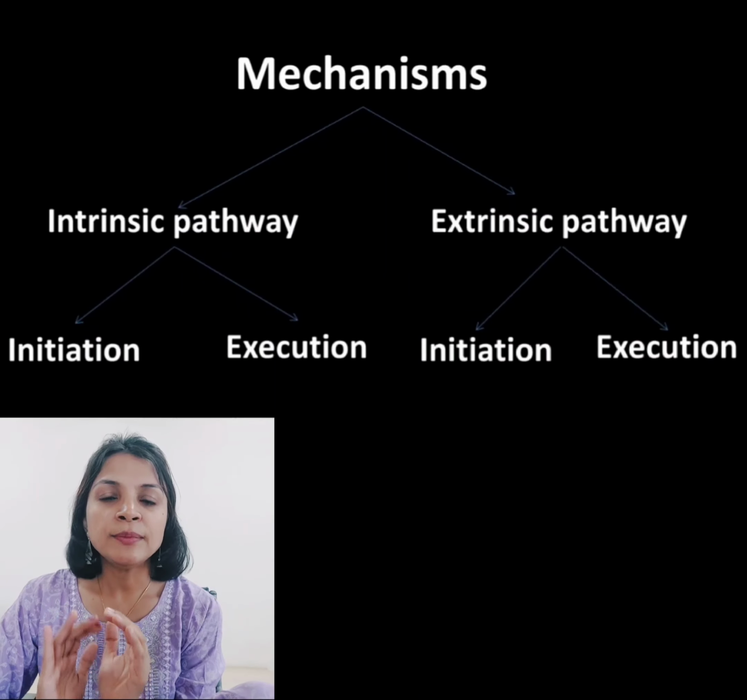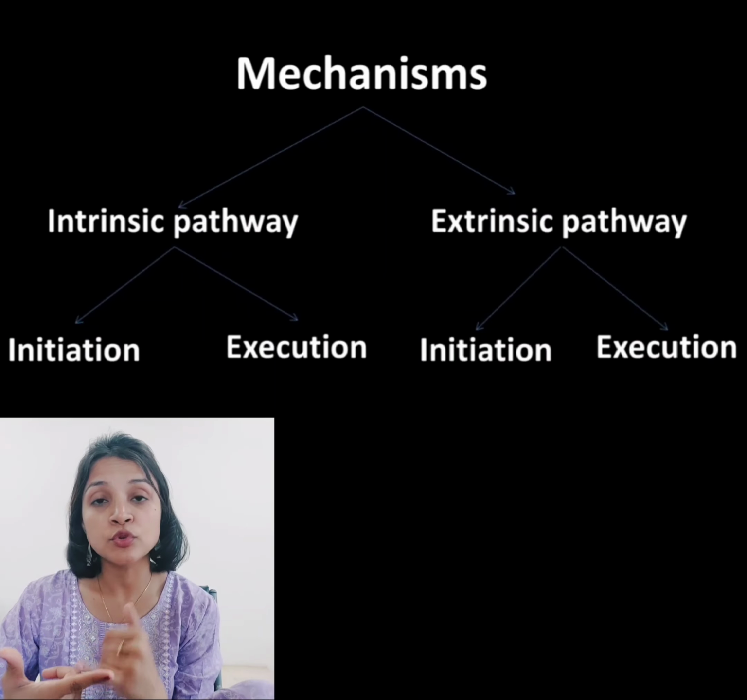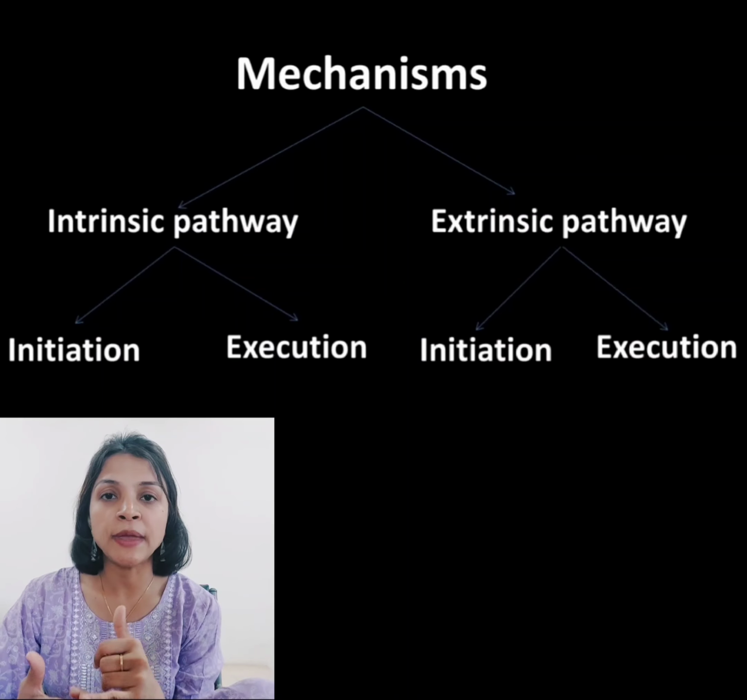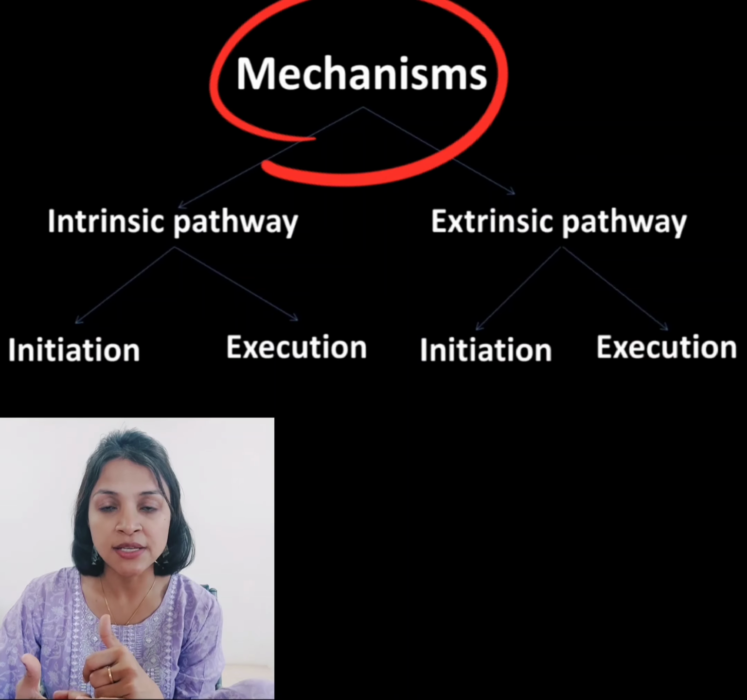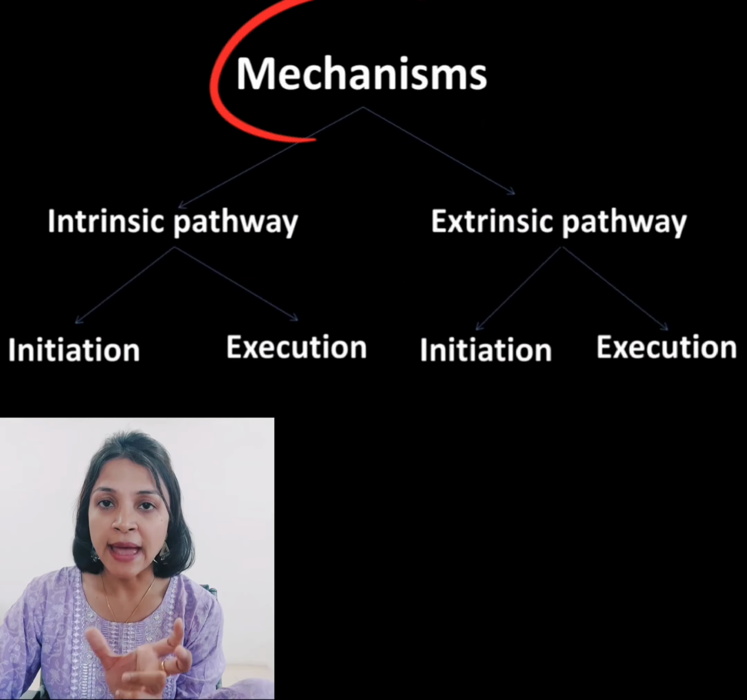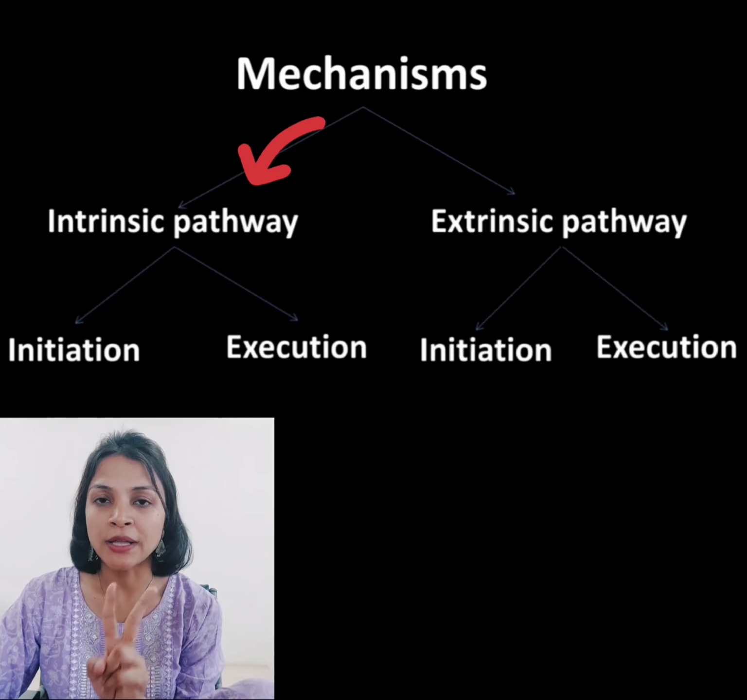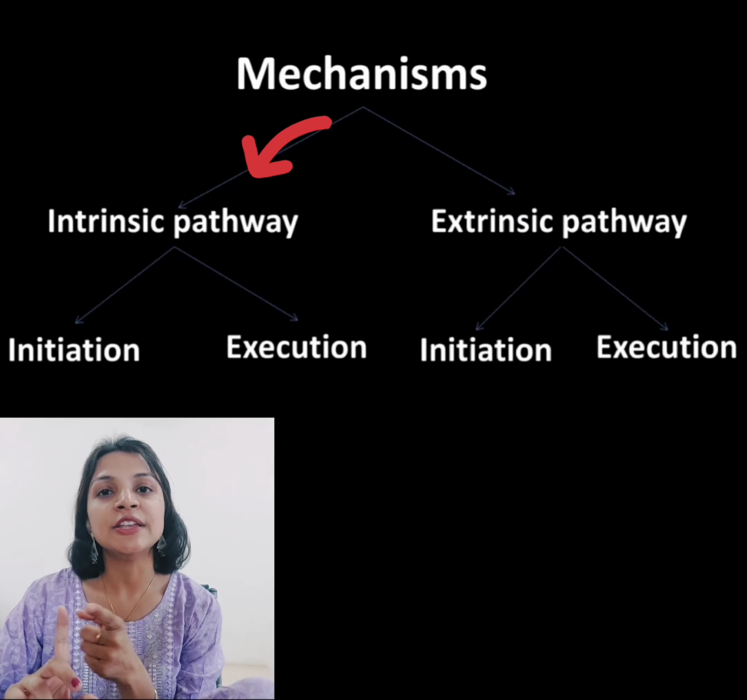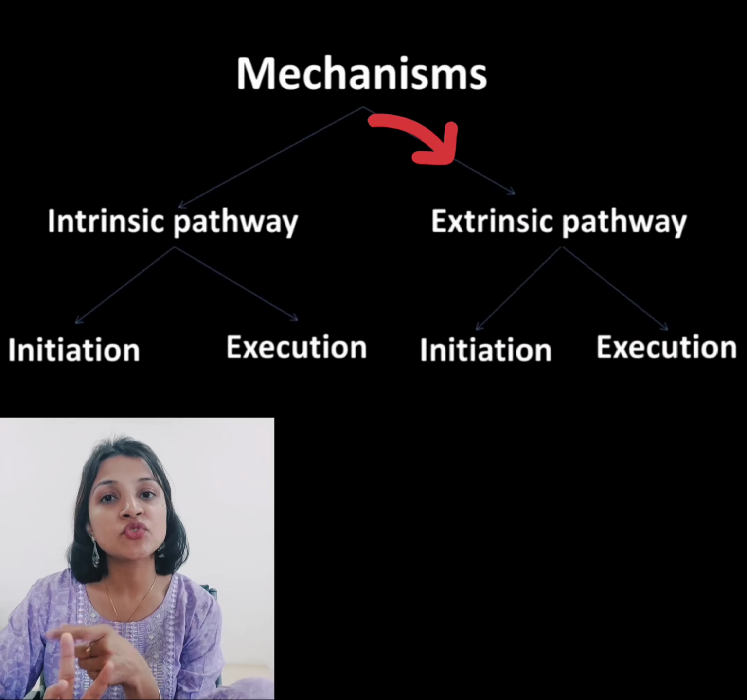It is very much important for UG and postgraduate students to know about the mechanism of apoptosis in detail. So let us see that. If you see the mechanism, there are basically two pathways for apoptosis. One is the intrinsic pathway and the second is the extrinsic pathway.